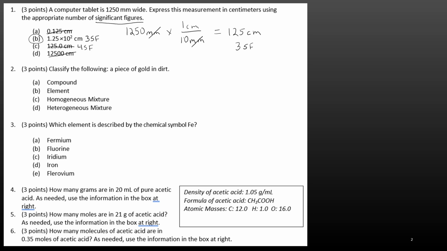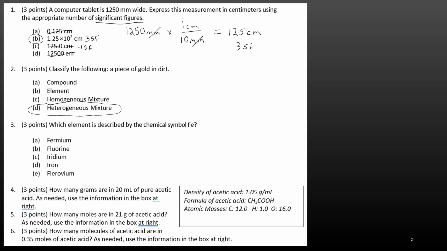Question number 2. Classify the following. A piece of gold in dirt. That is a heterogeneous mixture. Gold is not going to dissolve in dirt. It's going to sit there. And so we're going to clearly have a mixture of different things, gold and dirt. In contrast, say if we were dissolving salt in water, then you have a homogeneous mixture because the salt is evenly dissolved throughout the water. You can't distinguish the salt from the water.